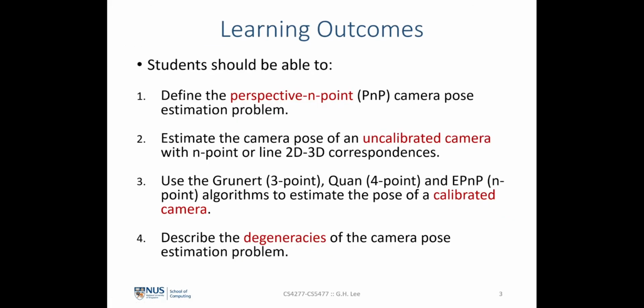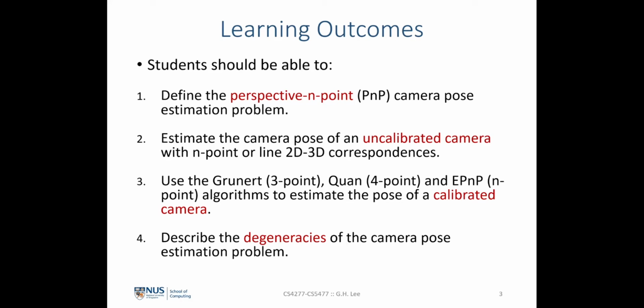Hopefully, by the end of today's lecture, you'll be able to define the perspective n-point, or otherwise known as the PnP camera pose estimation problem. We'll look at how to estimate the camera pose of an uncalibrated camera with n-point or line 2D-3D correspondences.